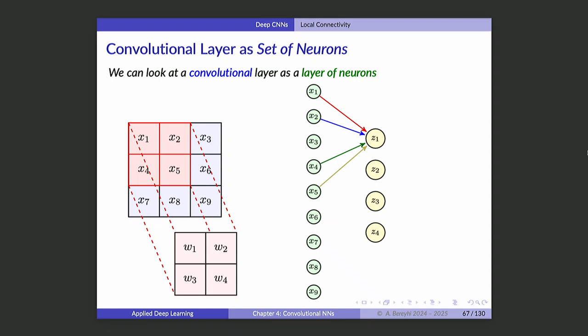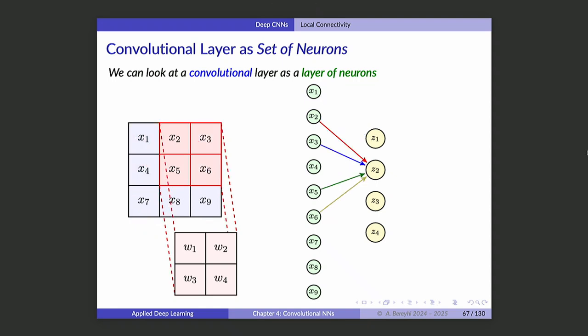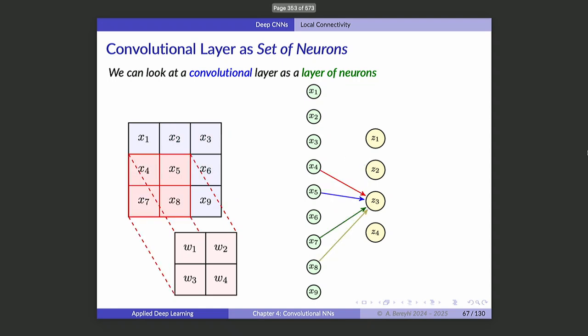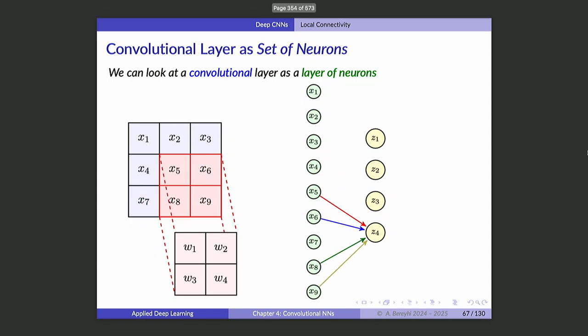2, 3, 5, 6. Great. So if I go for Z2, I'm going to connect X2, X3, X5, X6, right? Correct? OK. What about Z3? X4, X5, X7, X8. So X4, X5, X7, X8 are going to get connected to Z3. And the last one is going to be connected to the last 4 inputs, correct?